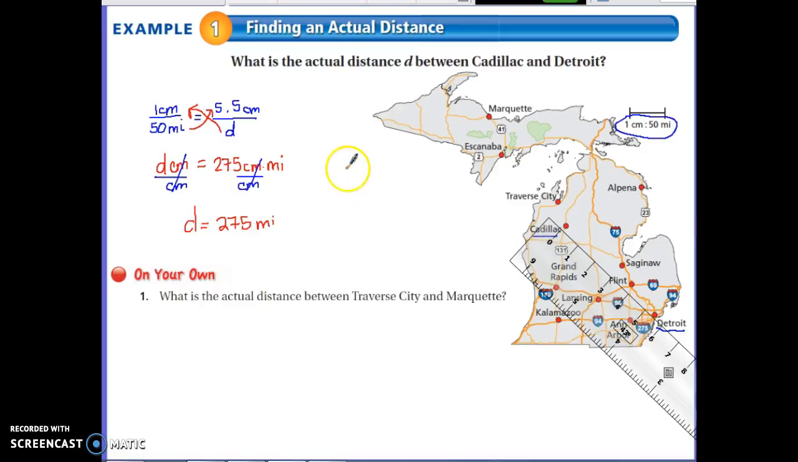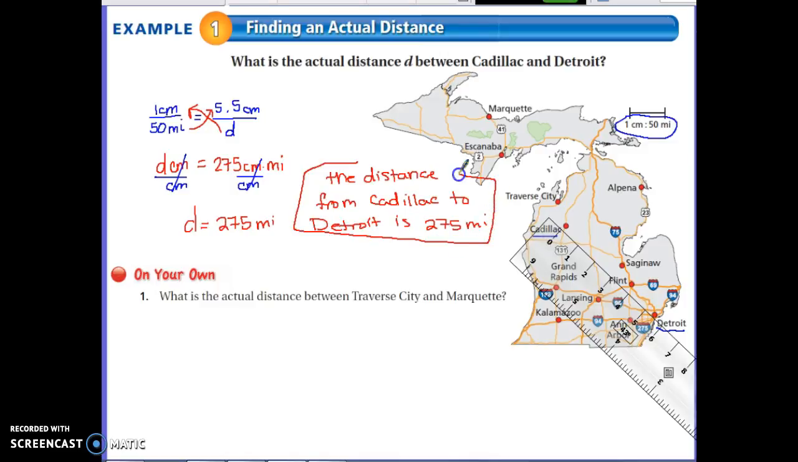Therefore, the distance from Cadillac to Detroit is 275 miles. And that would be our final answer in the form of a sentence.